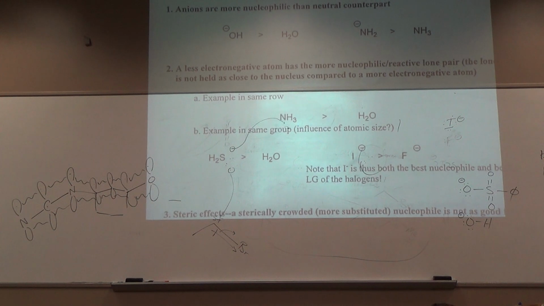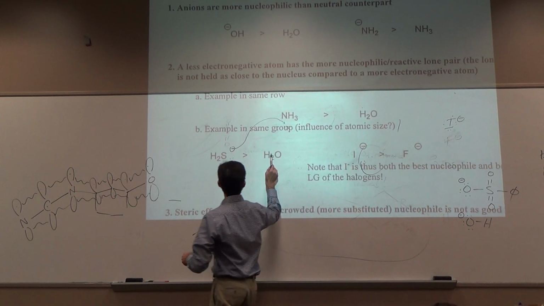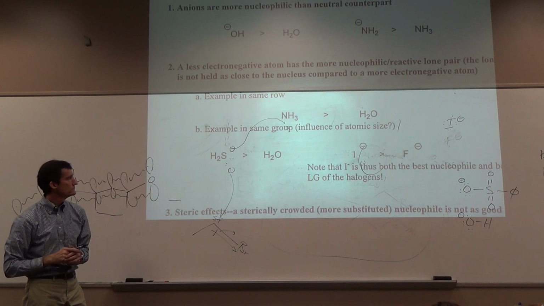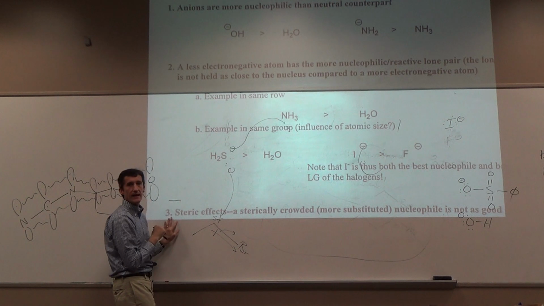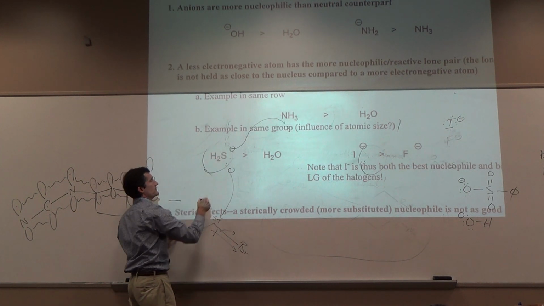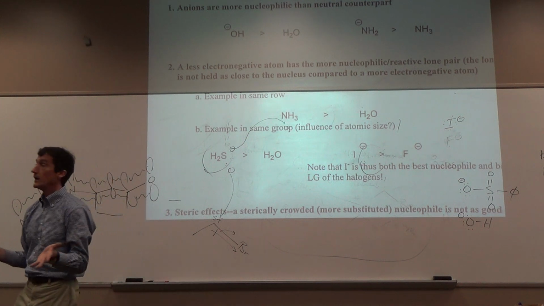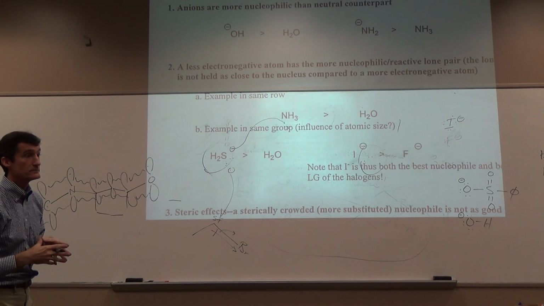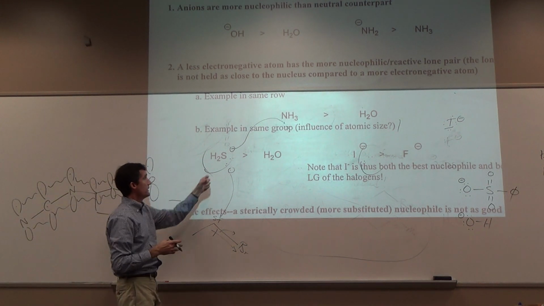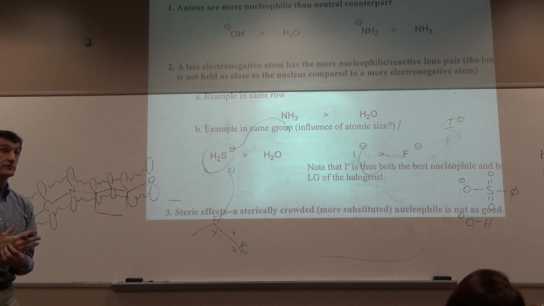So those are in the same row. What about the same group? Which is a stronger, a better nucleophile, H2S or H2O? They're both neutral, so we can't use the anion versus neutral rule. Which is a better parent, O or S? O, more electronegative, holds on to the electrons. Sulfur is not a good parent. Sulfur is a great nucleophile, actually, and your body also uses sulfur a good bit as a nucleophile.